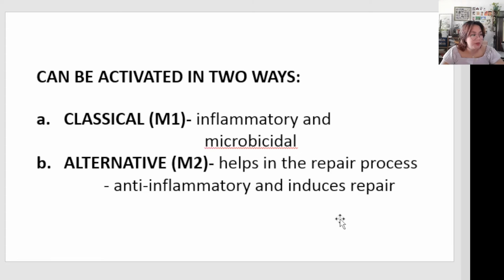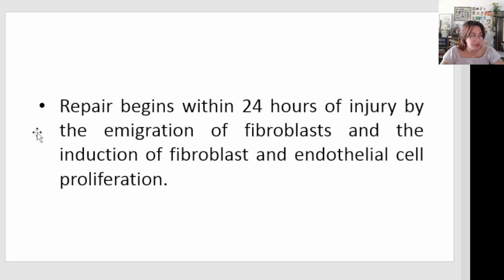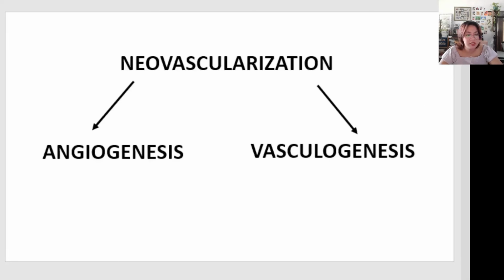So, repair begins within 24 hours of injury by the emigration of fibroblasts and the induction of fibroblast and endothelial cell proliferation. By 3 to 5 days, the specialized granulation tissue that is characteristic of healing is apparent. So, to better understand the formation of granulation tissue, we should understand first what is angiogenesis and how it occurs. So, there are two primary mechanisms by which neovascularization can occur: vasculogenesis and angiogenesis.